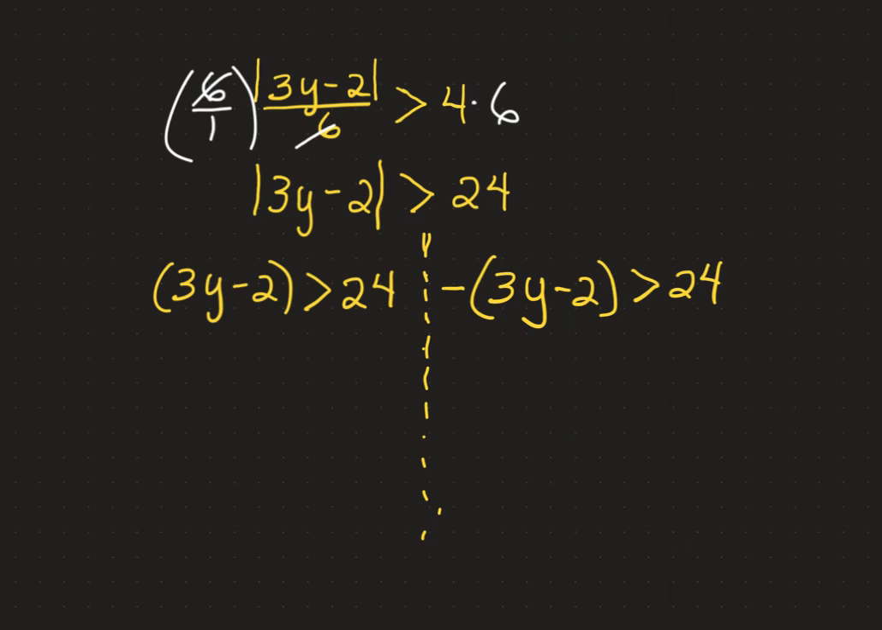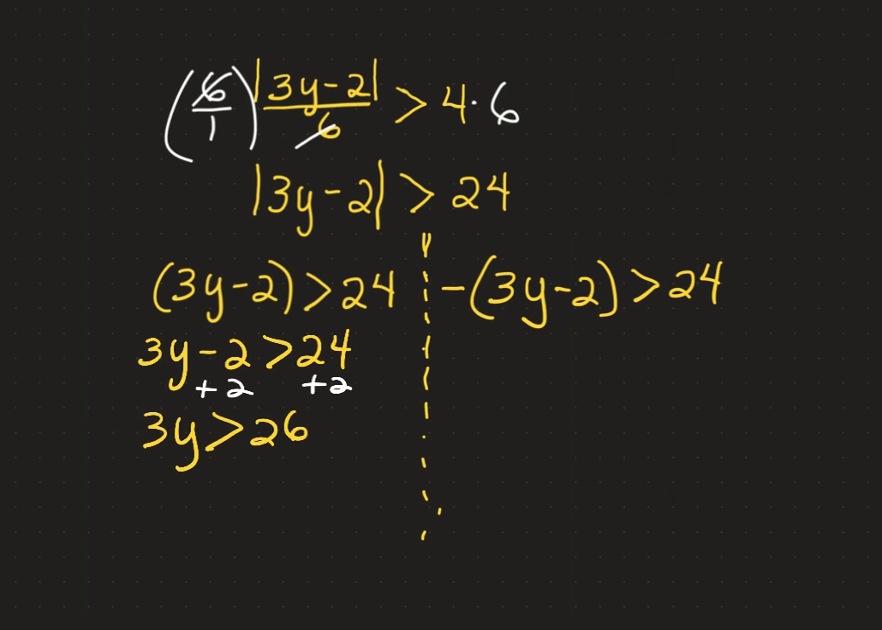On this side, I don't really have anything outside of the parentheses, so I can just get rid of them. So 3y minus 2 is greater than 24, and then I can just go through the steps of solution, adding 2 to both sides. 3y is greater than 26, and divide both sides by 3. So y is greater than 26 divided by 3.